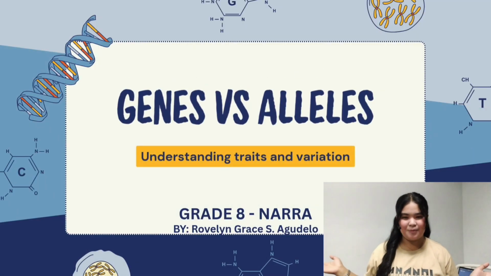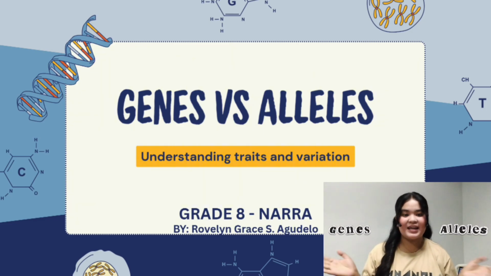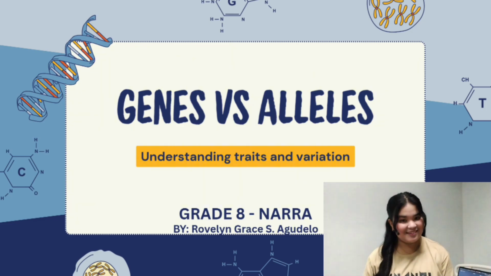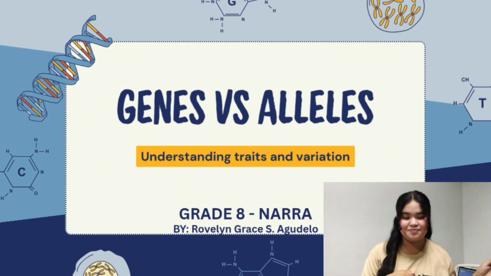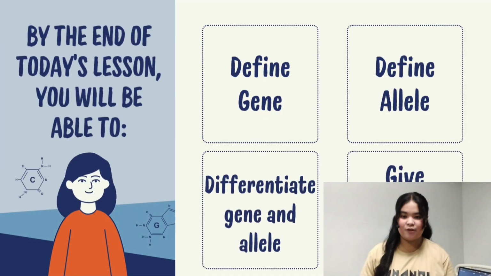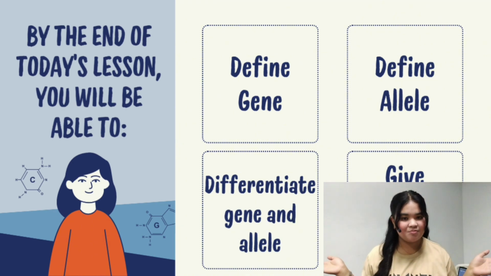So, for today's topic, we are going to talk about genes and alleles and how they determine our traits. By the end of today's lesson, you will be able to differentiate gene and allele and give an example of each. For our learning objectives, first we must define what a gene is, and then we will learn what an allele is. And finally, we will compare the two using examples.